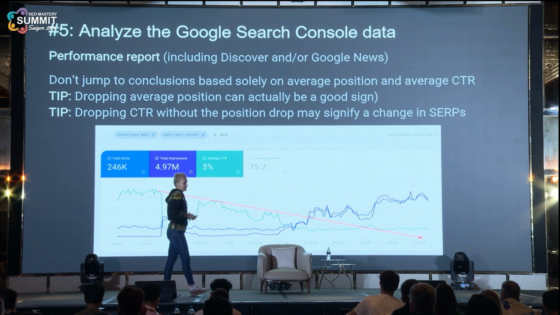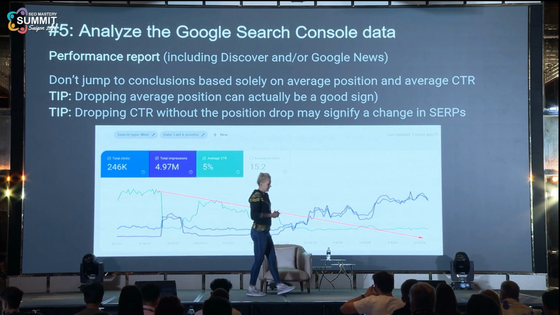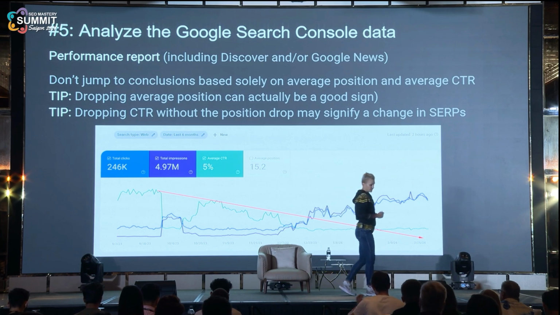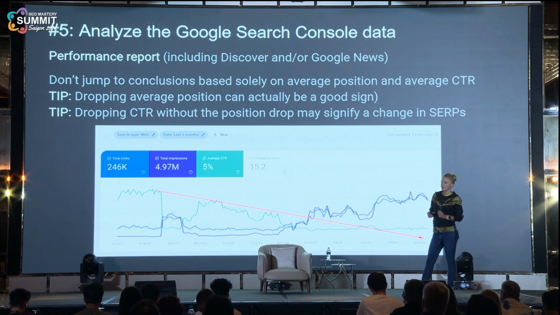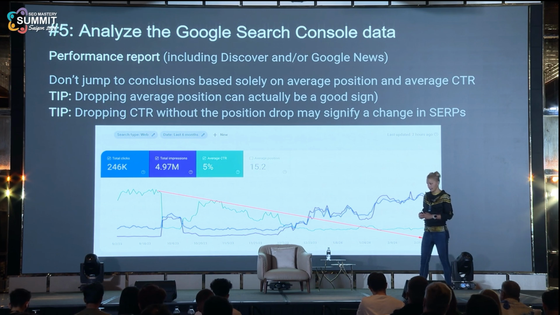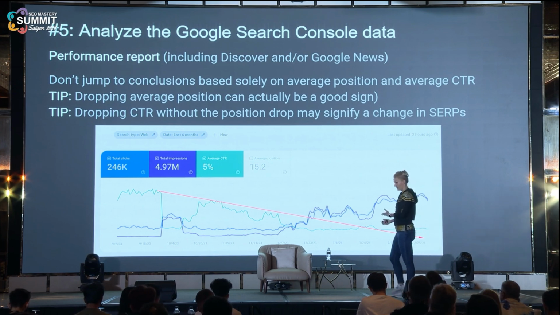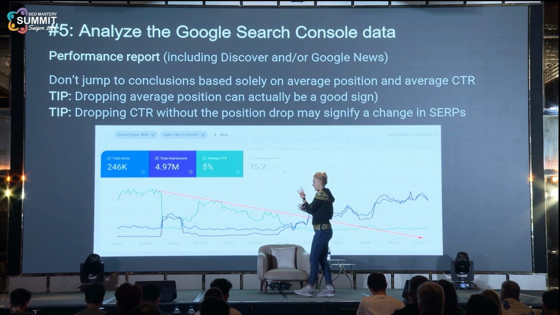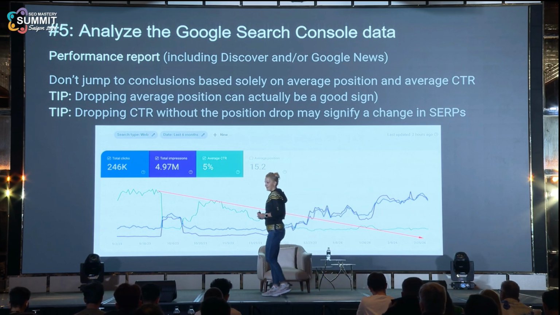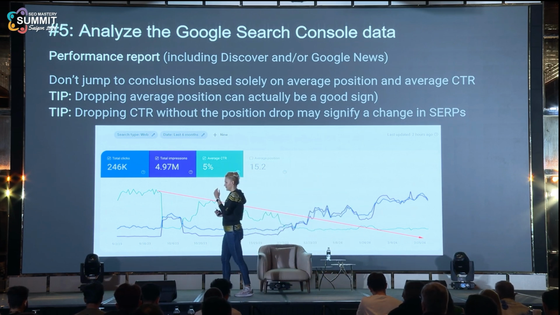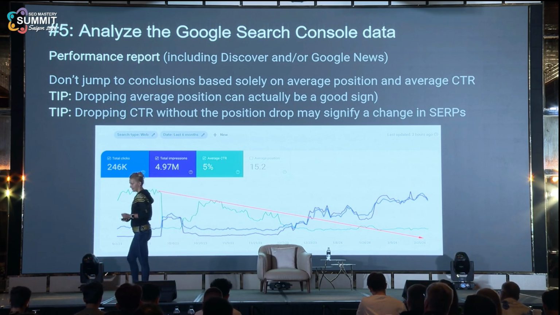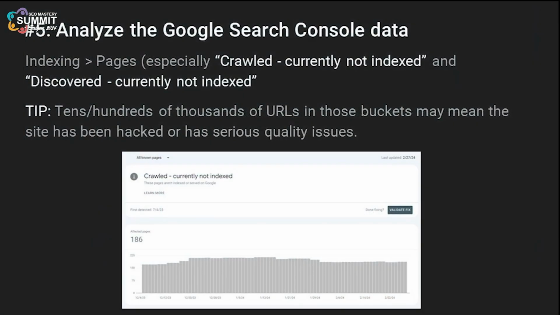And a dropping CTR without the drop in positions may also mean that there are new features in search results. So always take a look at search results, what's there, what's changed, because you may be ranking number one, but there is like a ton of other features, and actually a user has to scroll 5 screens to be able to see your first organic position.